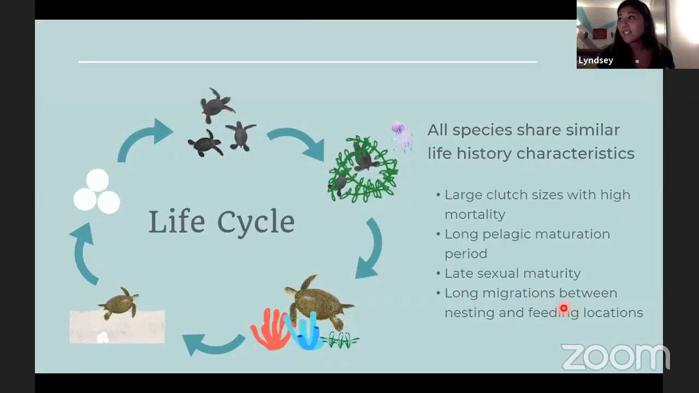So all of these 7 species share some life history characteristics. They start off as hatchlings, and they emerge from their nests at nighttime. So the nests are on land, so they'll emerge usually after the sun sets all the way until sunrise. And what they're going to do is get to the top of the sand and run as fast as they can to the ocean and then straight out into the open sea. During this time is when the predation is highest on these guys, because they're small and their carapaces aren't hard yet, so they're very vulnerable.